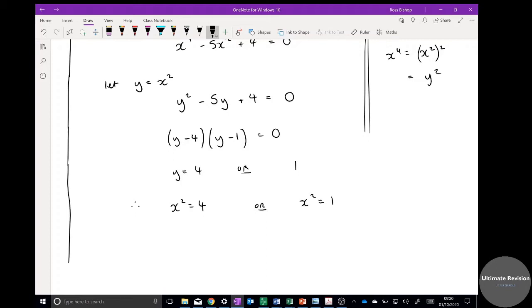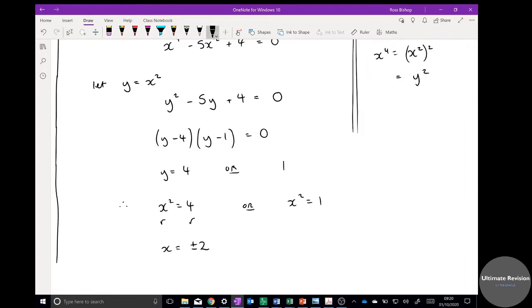I just replace the y with x squared, and then I can square root both sides. X will equal, now be careful here, plus or minus 2. It's got to be plus or minus 2. Or if I square root both sides here, x equals plus or minus 1. And there are my answers. I've got 4 answers: 2, minus 2, 1, or minus 1.